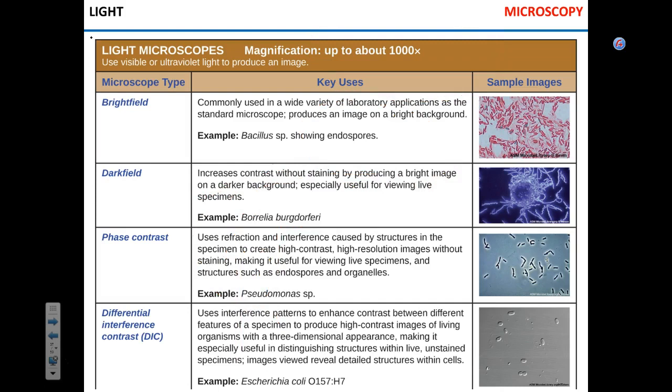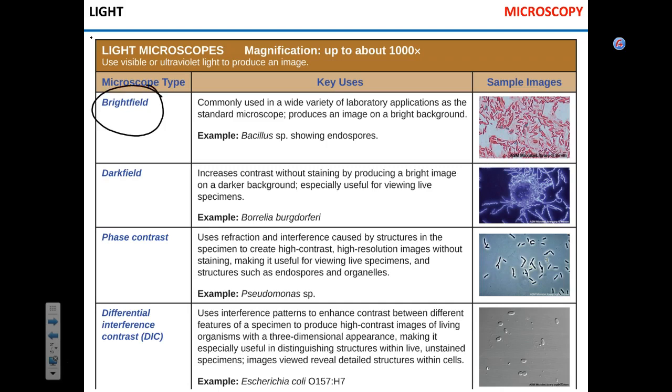So let's talk about the most common types of microscopy that you can encounter in microbiology. For the purpose of the exam, you need to know 7 types of light microscopy and 2 types of electron microscopy. When I say you need to know, I mean I give you a description and you match the description with the name of the method. So we're going to talk about light microscopy first.